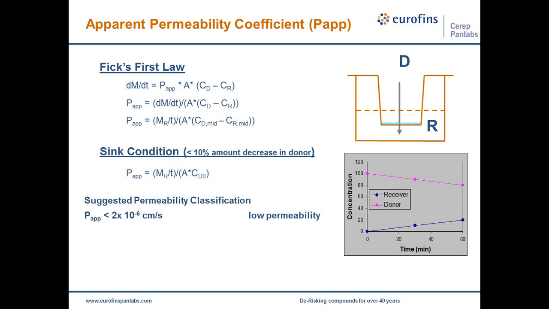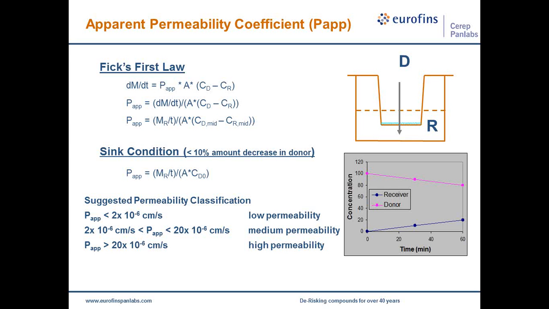How to interpret the results? Based on our Bioprint data, we think that any compound with a Papp value less than 2 will be considered a low permeable compound. Between 2 and 20 is a moderate, medium permeable compound. And if a Papp value is greater than 20, it is a high permeable compound.